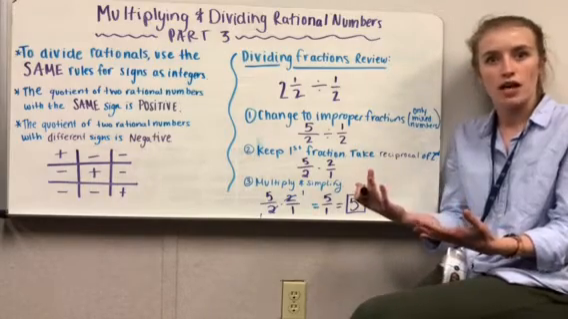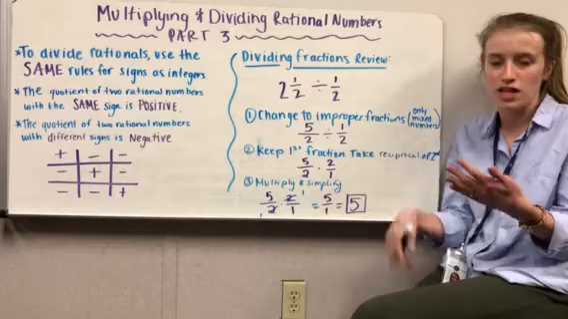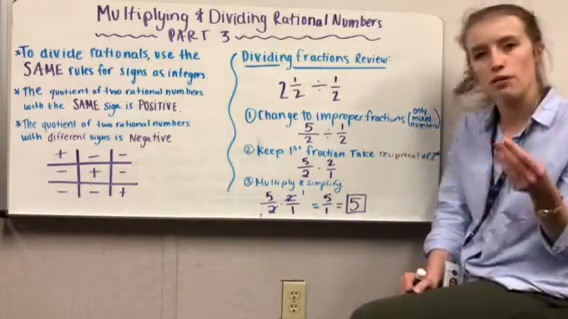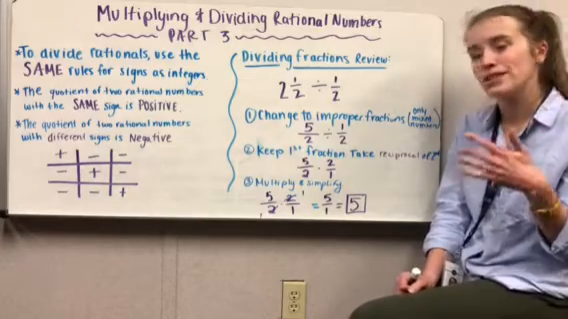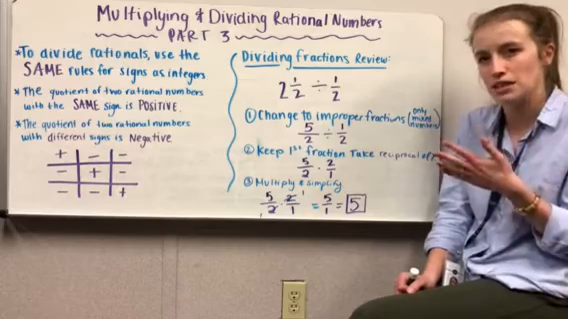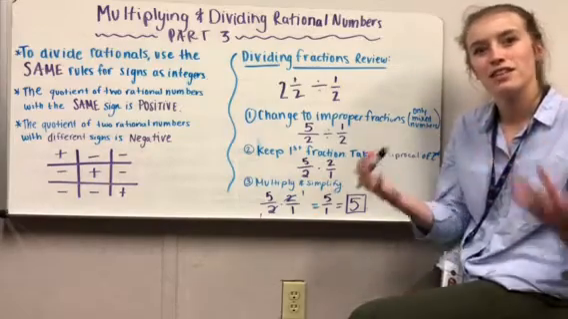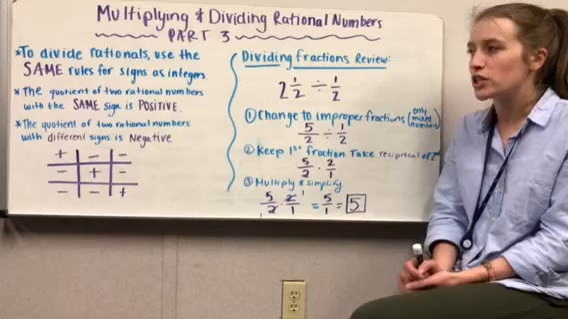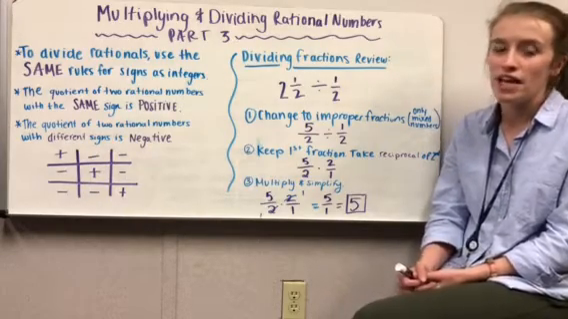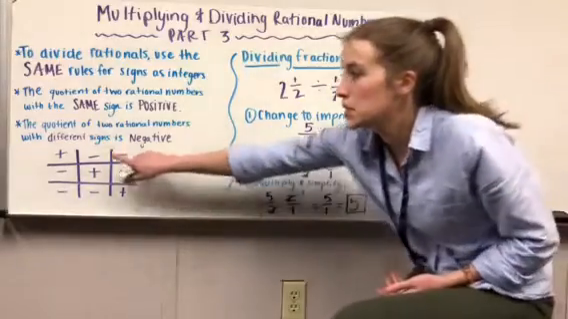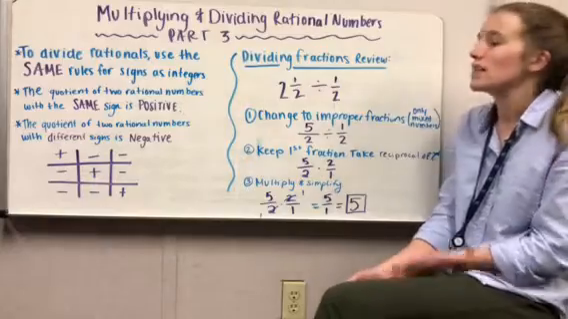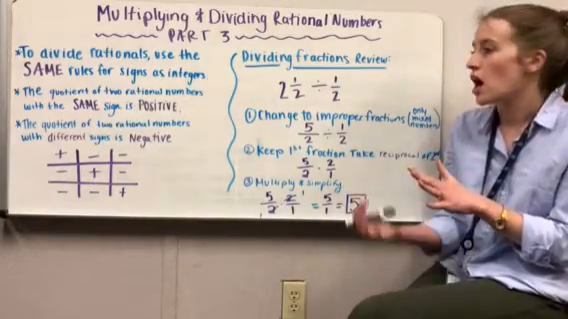First, to divide rational numbers, we'll use the same rules as dividing integers. Those rules to remember are the quotient of two rational numbers with the same sign is always positive. That means a negative divided by a negative is positive. Positive divided by a positive, positive. The quotient of two rational numbers with different signs are negative though. So if I have a negative divided by a positive, my quotient will be a negative.